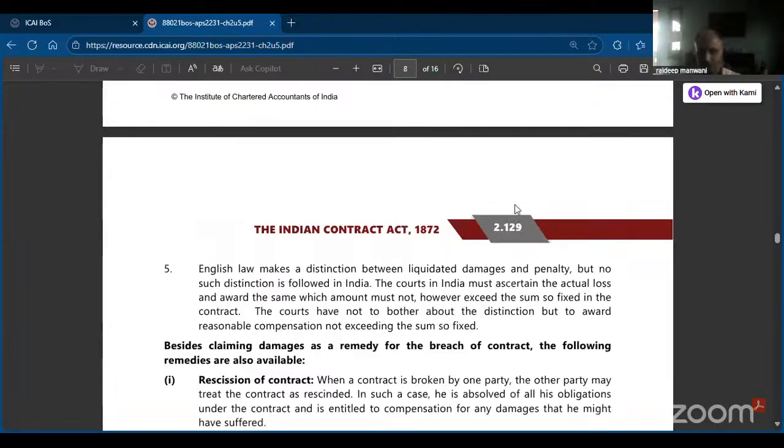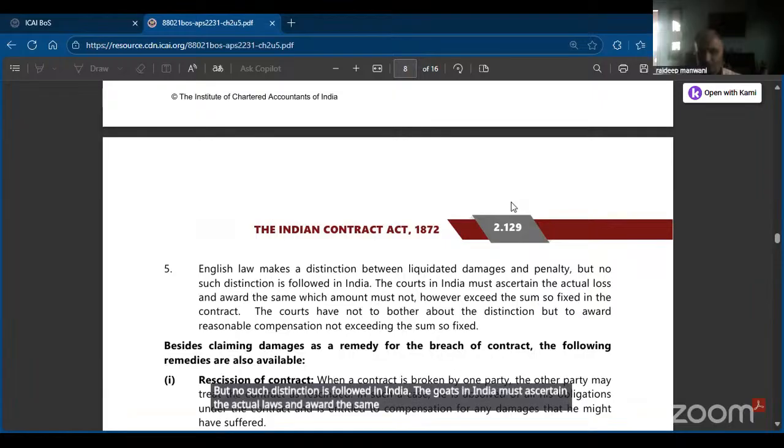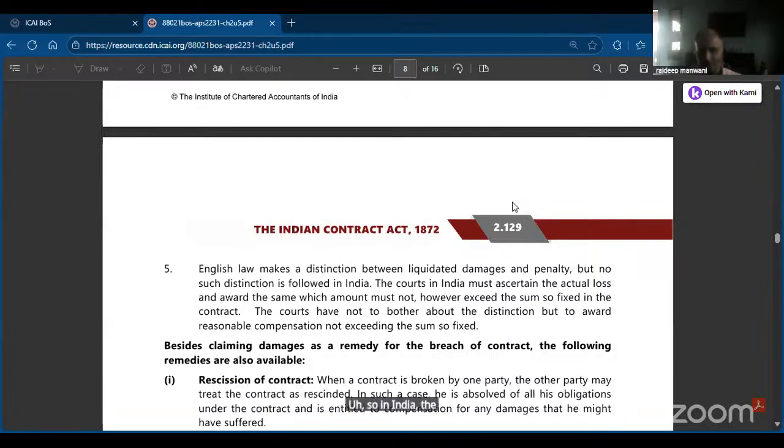Fifth point. English law makes a distinction between liquidated damages and penalty, but no such distinction is followed in India. The courts in India must ascertain the actual loss and award the same, which amount must not, however, exceed the sum so fixed in the contract. The courts have not to bother about the distinction, but to award reasonable compensation not exceeding the sum so fixed. So in India, the law is very simple, right? It will be a genuine, reasonable estimate of the loss suffered, which should not exceed the amount mentioned in the contract.